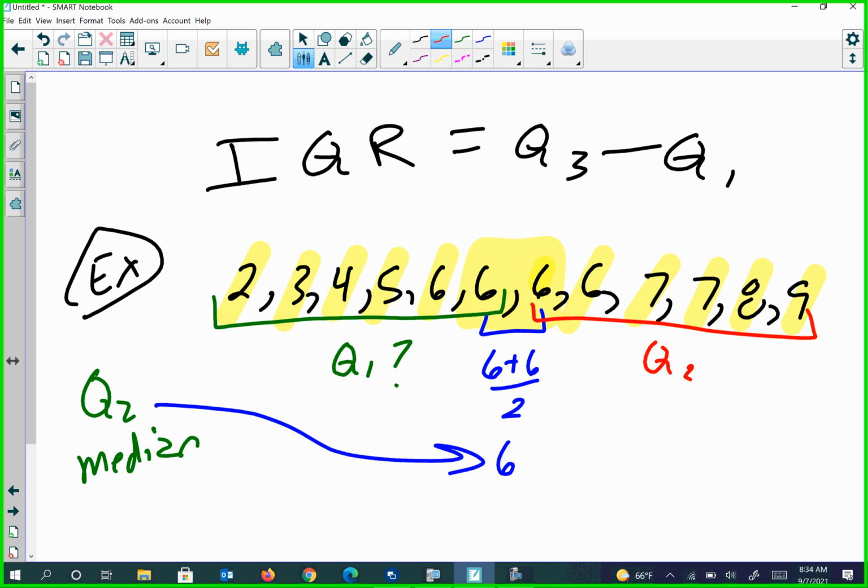This is where Q3 is going to live. Okay? So the median, what it does is it breaks your data into half below it, half above it. It's the middle. Agree?